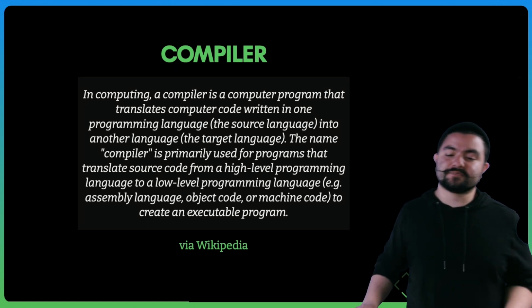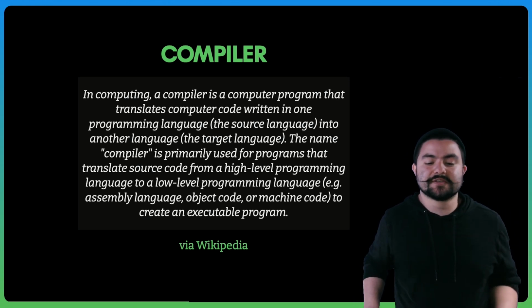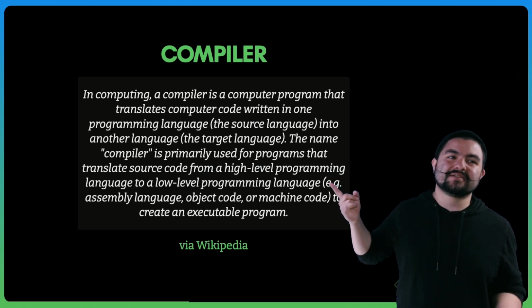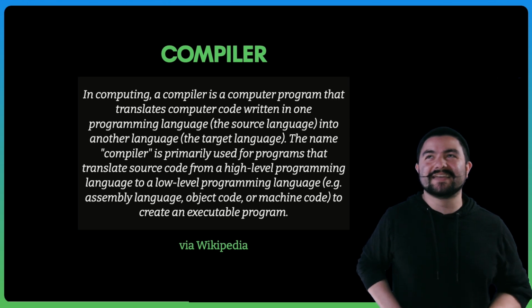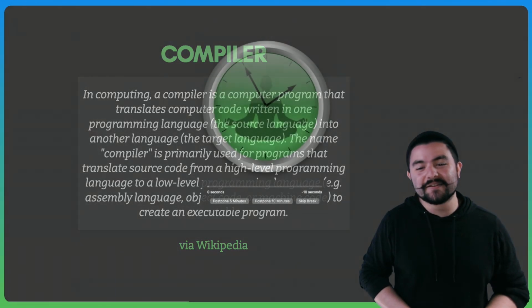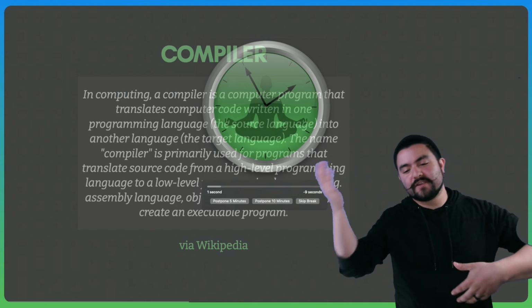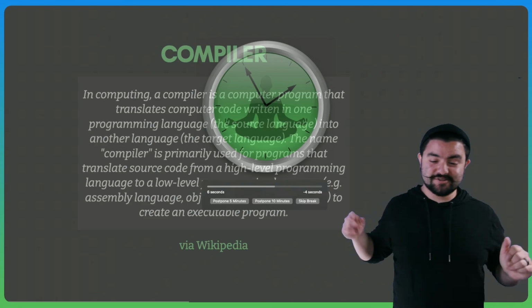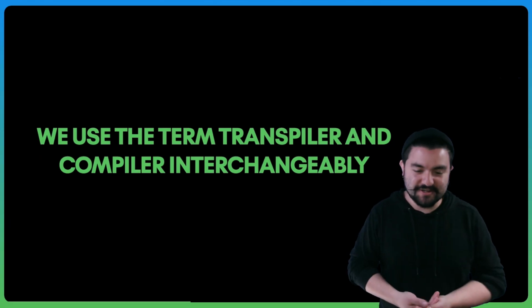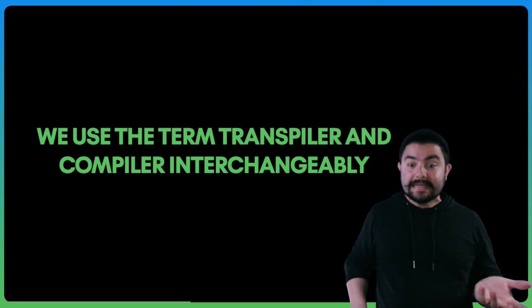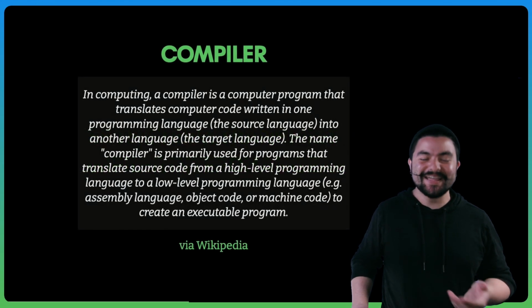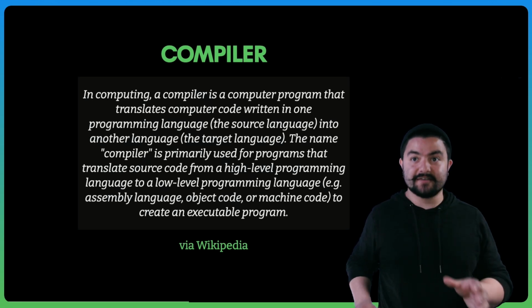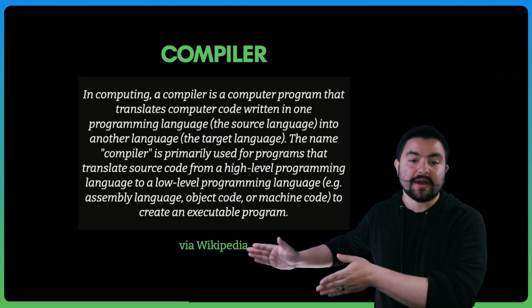The name compiler is primarily used for programs that translate source code from a high-level programming language to a low-level programming language. And so this is the part of the definition where it's like, well, in that case, TypeScript isn't exactly a compiler because it's going from a high-level programming language to a high-level programming language. But at the end of the day, we use these terms interchangeably. So you can call it a transpiler, you can call it a compiler. I think technically it's a transpiler, but you're going to hear these terms thrown around, and the basic idea is it takes source code and turns it into another thing.